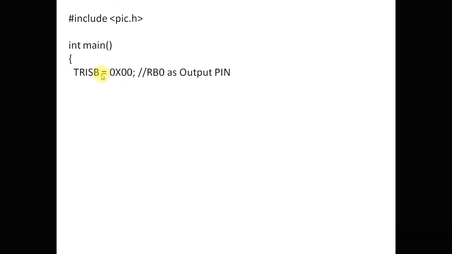So we configure port B as output, all the port pins configured as output. The default value is 0x00. Then initially we send logic 0 to the corresponding port B through the port B register. Next we start our main application with while of 1.